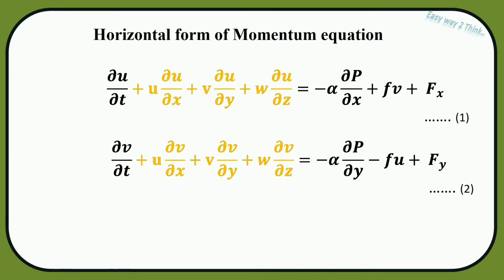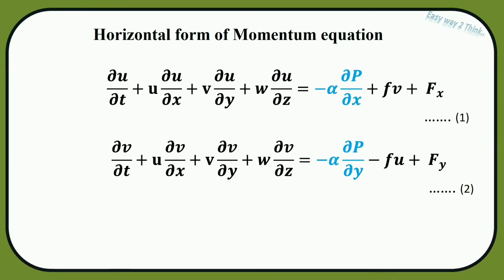The yellow colored variables represent advection. The blue terms on the right side represent the pressure gradient force. The green term represents the Coriolis force. The last term shows the friction force, sometimes referred to as viscous force when dealing with fluids.